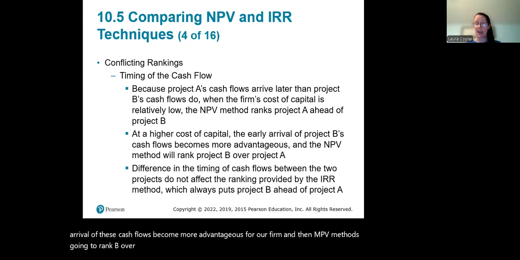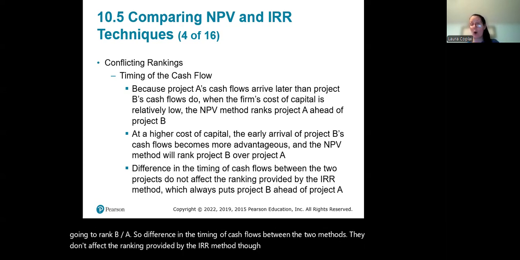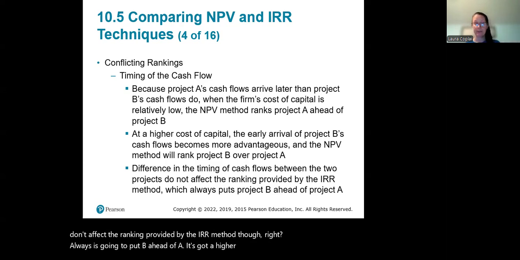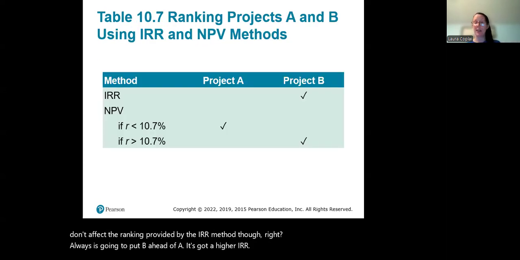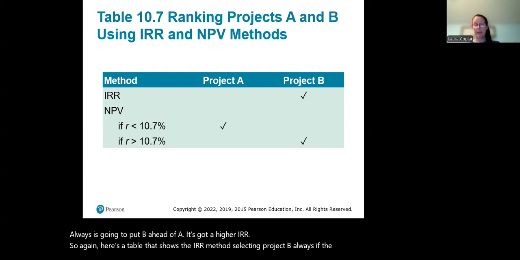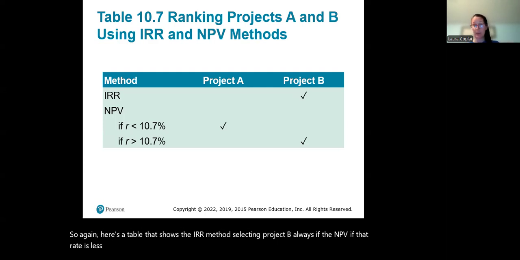So the difference in the timing of cash flows between the two methods doesn't affect the ranking provided by the IRR method, though, right? That always is going to put B ahead of A. It's got a higher IRR. So again, here's a table that shows the IRR method selecting project B always. If the rate is less than 10.7%, project A is the clear winner. If it's higher than that, it's project B.